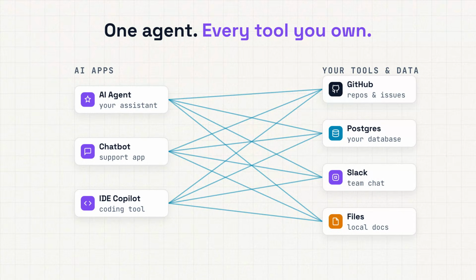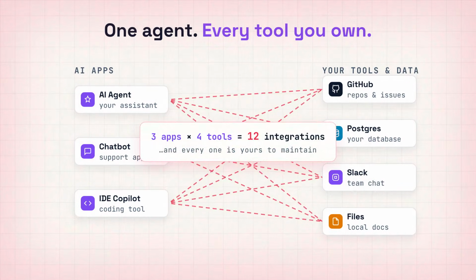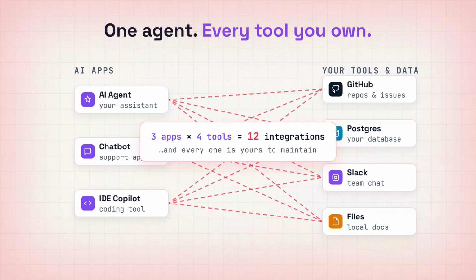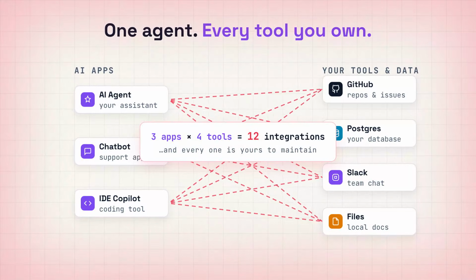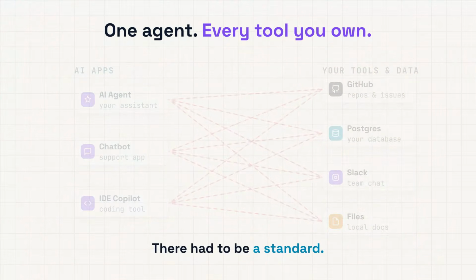Every new app has to rebuild every connection from scratch. Three apps, four tools, and you're already maintaining 12 fragile integrations. This is the M by N problem, and it only gets worse. There had to be a standard, one way for any AI app to talk to any tool.